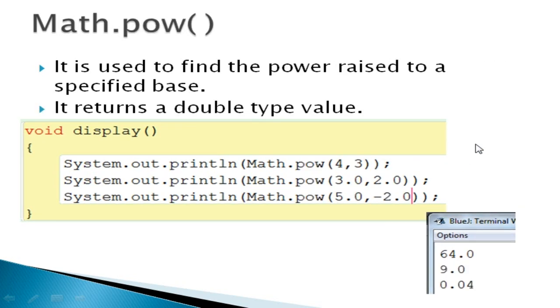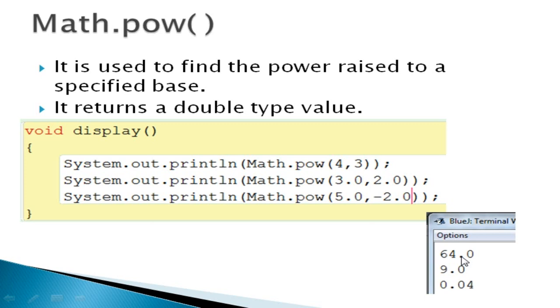The next function you are going to see is Math.pow. It is used to find a base raised to a specific power. For example, 2 to the power 3 or x squared are some examples of the power function. You can see some examples given here. The first one is 4, 3. You should have two arguments here. For that you will get the output as 64.